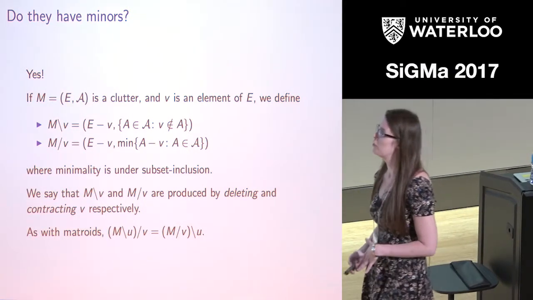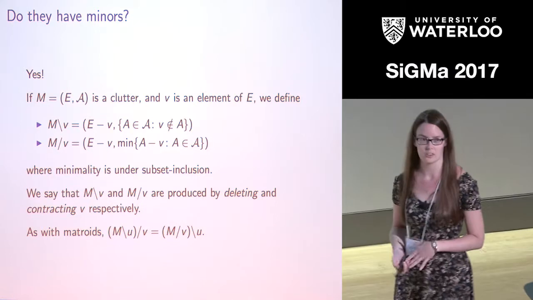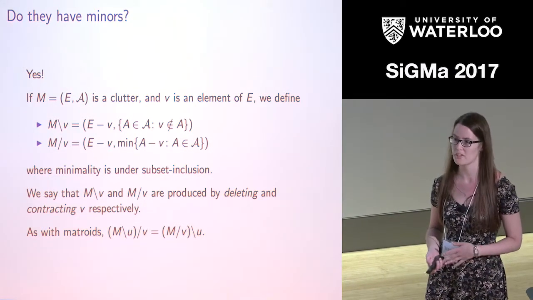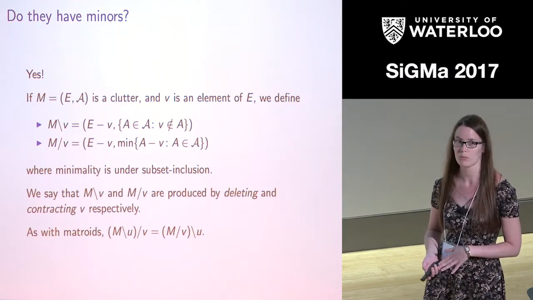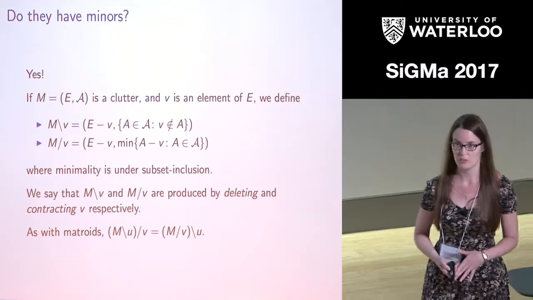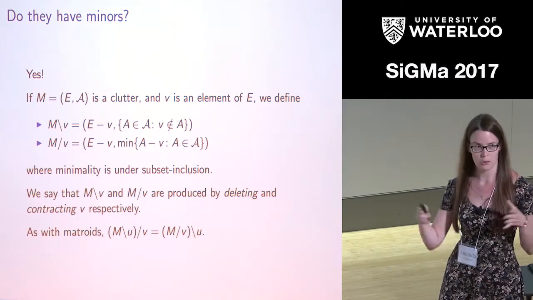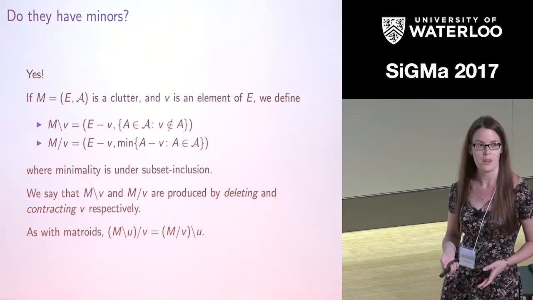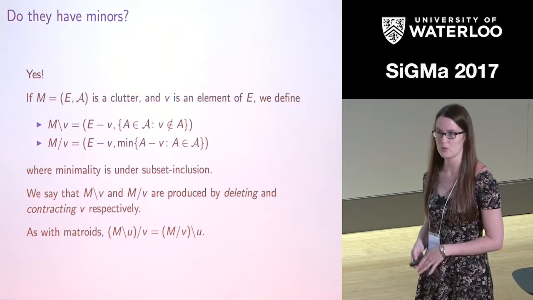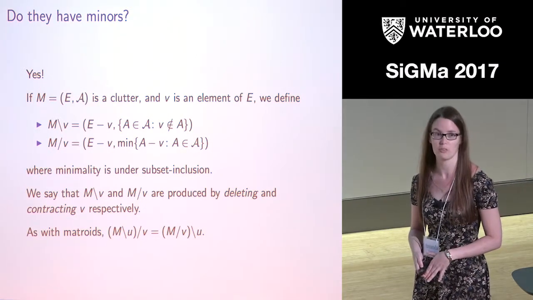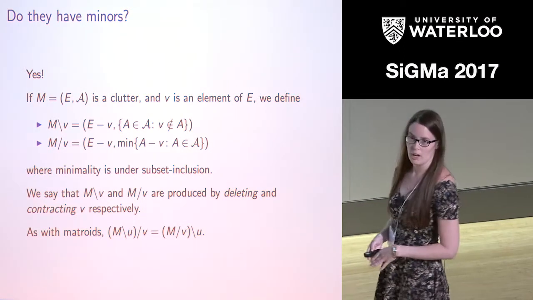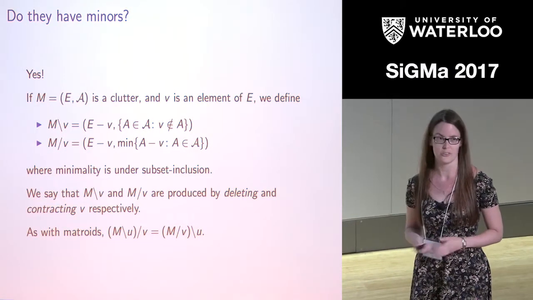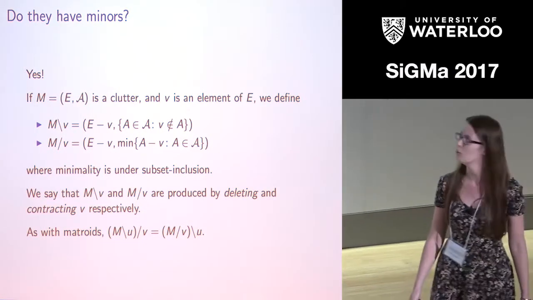And so with deletion, to get your new collection of subsets, you take all of the old ones which don't contain the element you're deleting. Well, with contraction, you first take all of your original subsets, remove your element from them, and then you just keep the ones which are minimal under subset inclusion. And if you've got a whole bunch that you're deleting and contracting, then the order in which you do these doesn't matter, just like with matroids.